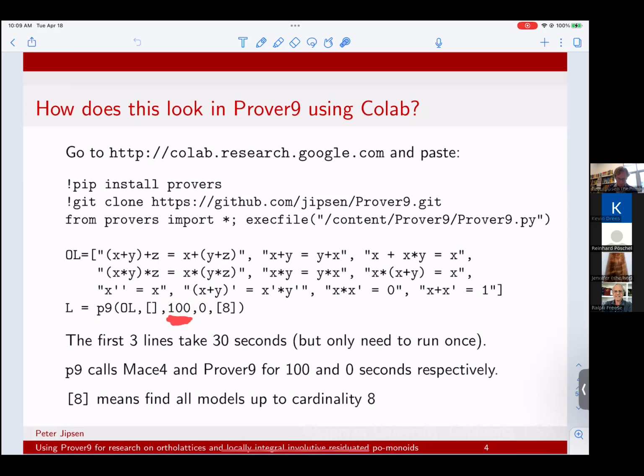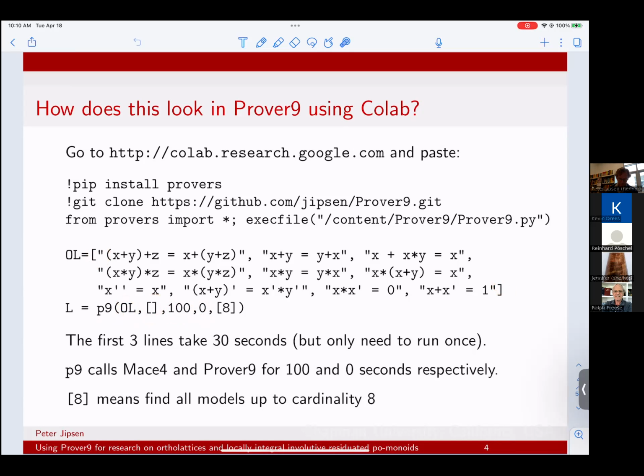100 is the time you want to possibly wait. It doesn't take 100 seconds, but the 100 is in seconds. And then 0 is how long you want to try to prove something. There's nothing to prove because the theory is given here. So the first order formulas that you put in are in the first argument, and then the things you're trying to prove are in a list in the second argument. In Python, square brackets are used for a list of things.